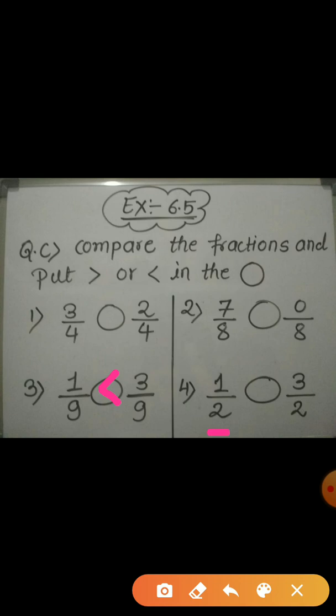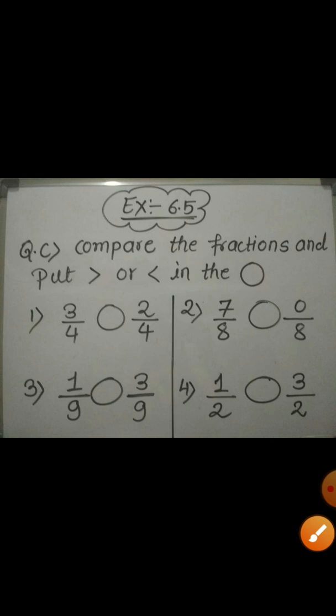And now the last one. The fractions are 1 by 2 and 3 by 2, which are again like fractions. So we compare the numerator. Here numerator 1 is smaller than 3. Hence, fraction 1 by 2 is also smaller than 3 by 2. Likewise, you can compare the remaining fractions given in your textbook.